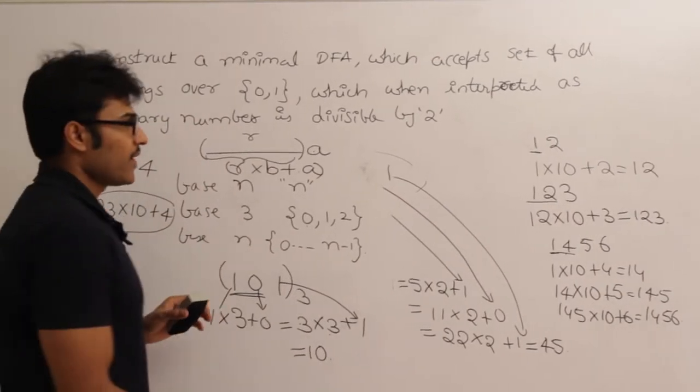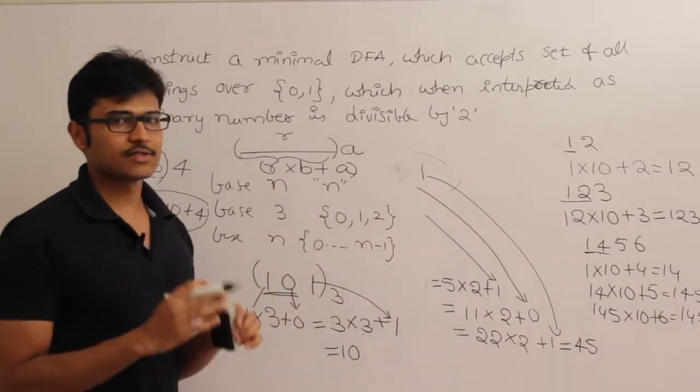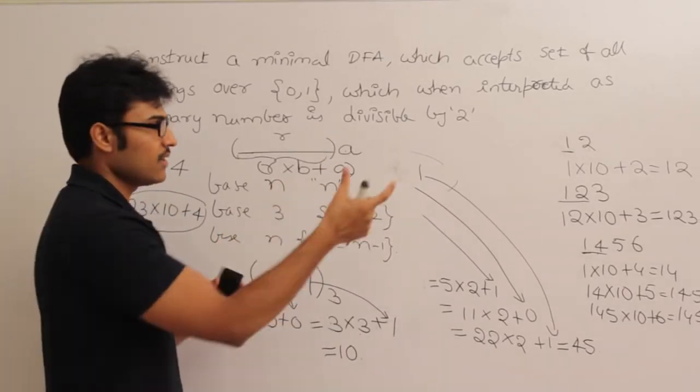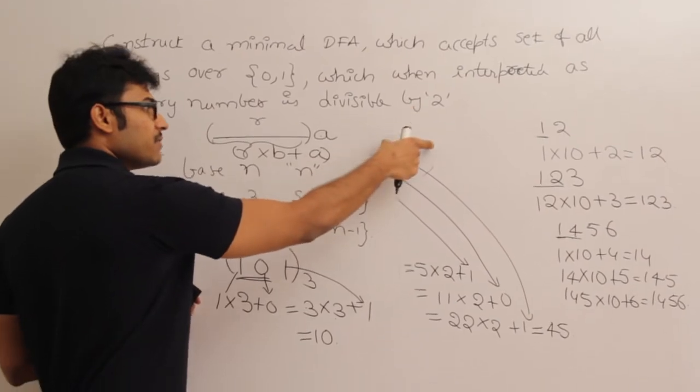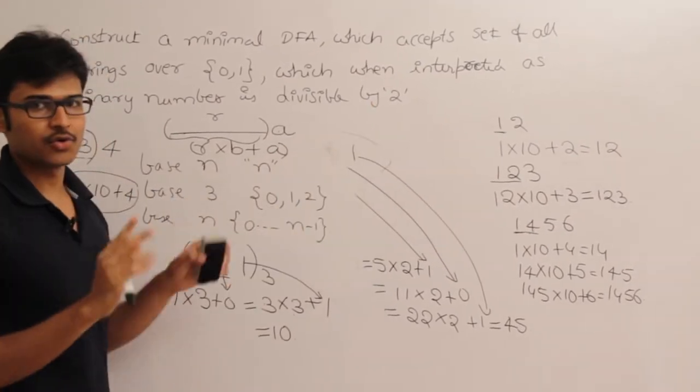So that is how all the numbers can be formed. If I append any number to the right of a string already existing, just take the value of that string, multiply with the base and add the number. That is how we are going to do it. Okay.